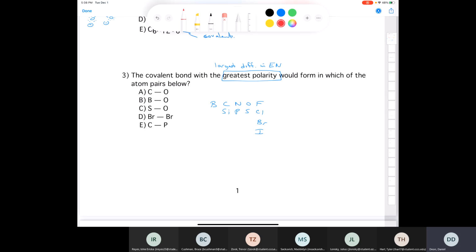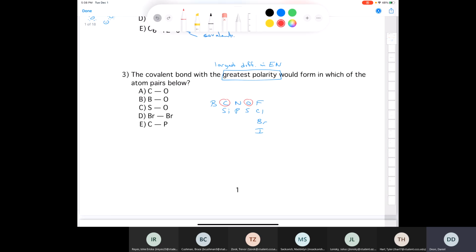So if we look at A, it's the difference between carbon and oxygen. But remember that electronegativity increases as we go in this direction and in this direction. Right? Fluorine is the most electronegative element on the periodic table. Well, if I compare just the first 2, you can automatically see that boron and oxygen are going to have a greater difference in electronegativity than carbon and oxygen will.